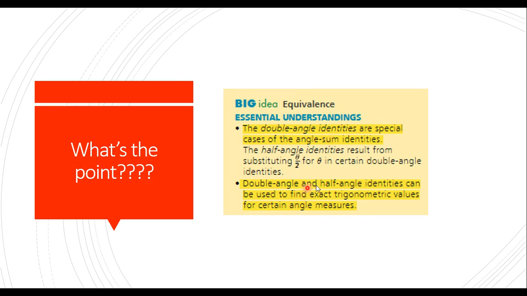Double angle identities can be used to find exact trig values for certain angle measures. That's the big deal, right? The reason we want to do this is because we need to find exact trig values without using a calculator for certain angle measures.